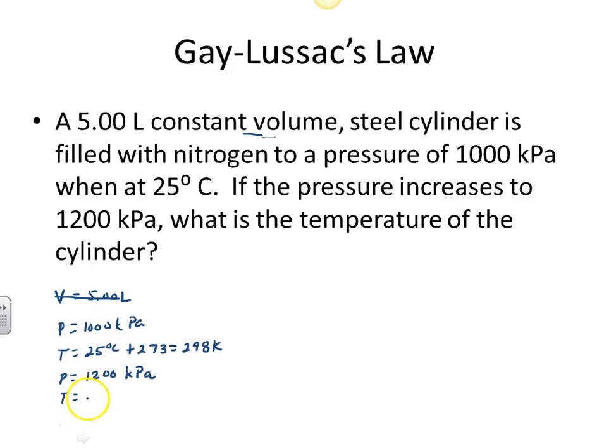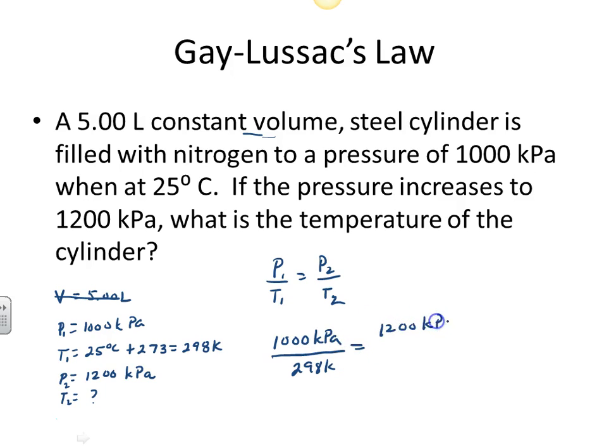And we can say that if the pressure goes up, the temperature should go up, so we should end up above 298 Kelvin. Initial conditions, we know both. Final conditions, we know only one of them, the pressure. P over T equals P2 over T2. And we're going to solve for T2. So we've got the initial pressure, 1,000 kilopascals over 298 Kelvin equals P2, 1200 kilopascals divided by T2.